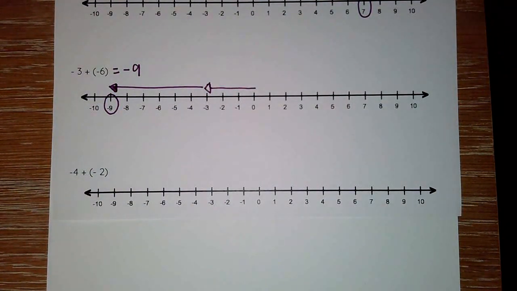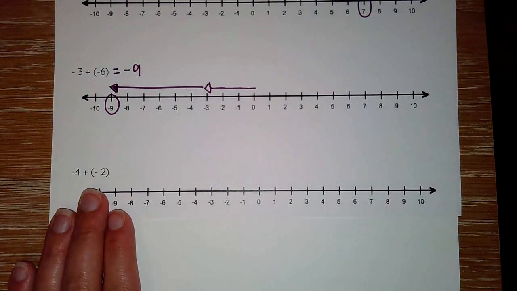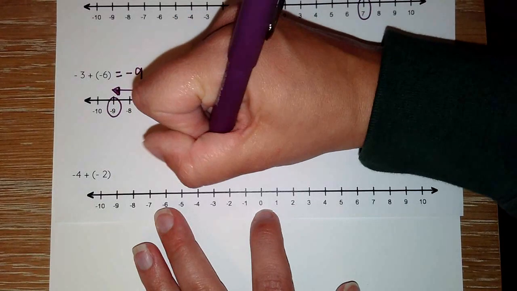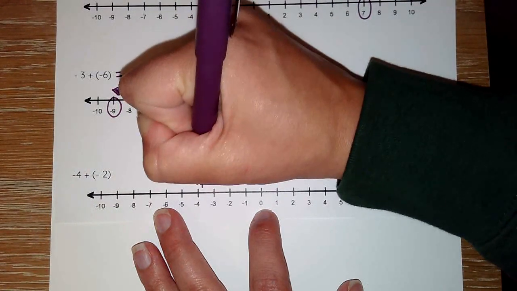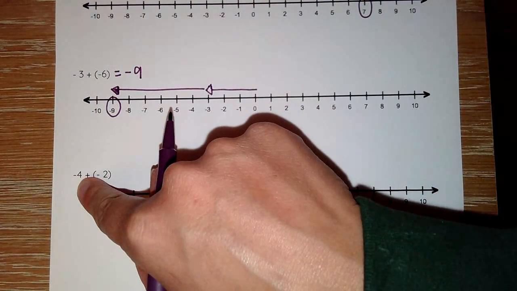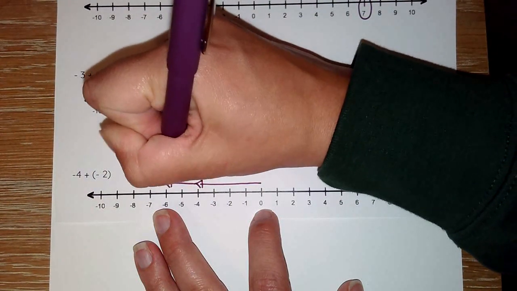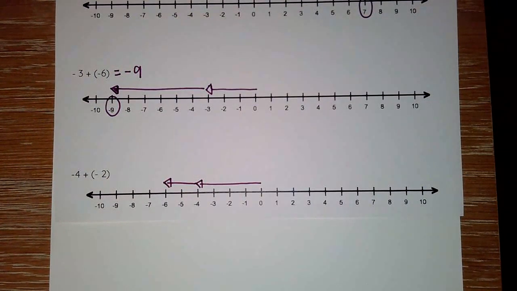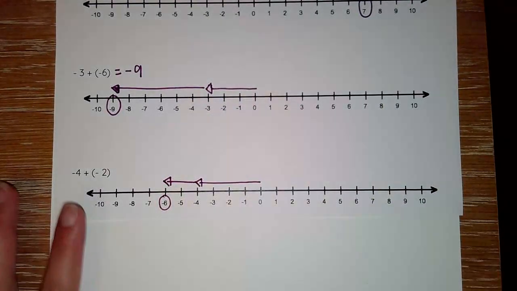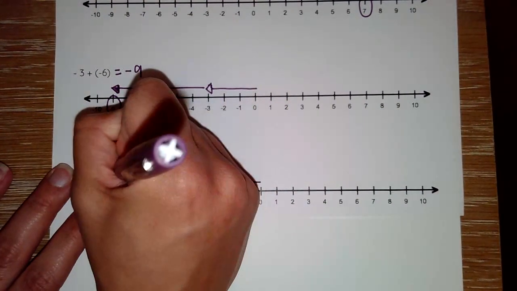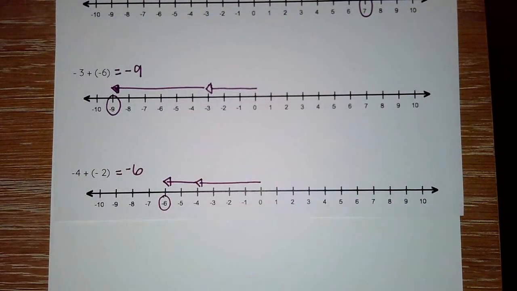All right, let's try one more negative example. We have negative 4 plus negative 2. Again, I'm going to start at my 0. I'm going to move back 4 first because that's the first piece. And then from there, I'm going to move back 2 more, having me end at negative 6. Therefore, negative 4 plus negative 2 equals negative 6.